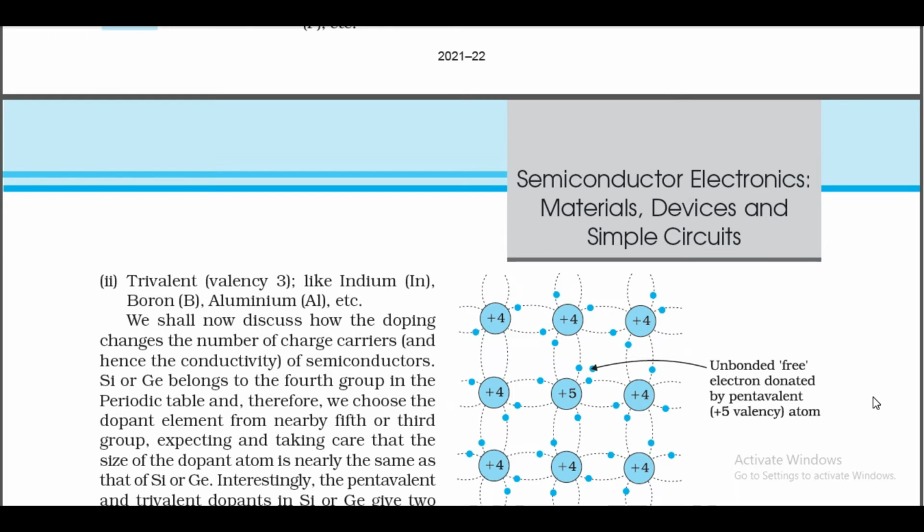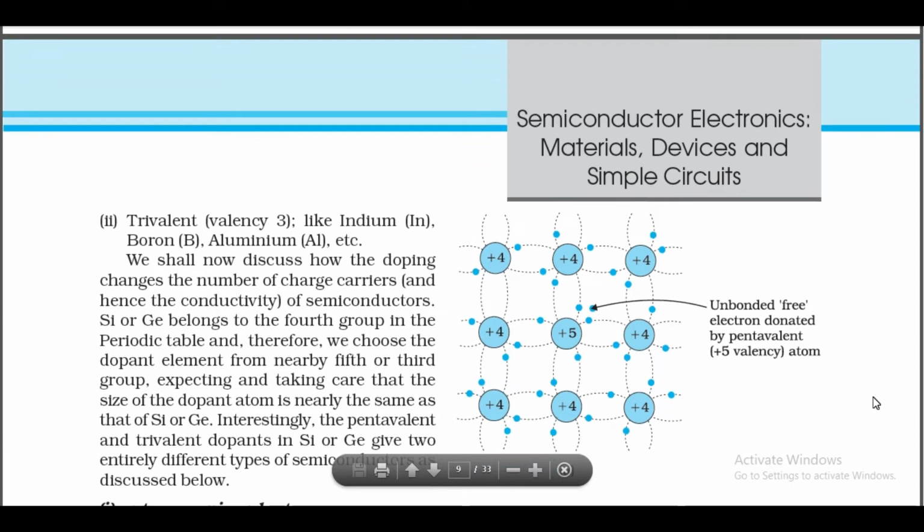Si or Ge belongs to the fourth group in the periodic table, and therefore we choose the dopant element from the nearby fifth or third group, expecting and taking care that the size of the dopant atom is nearly the same as that of Si or Ge. Interestingly, the pentavalent and trivalent dopants in Si or Ge give two entirely different types of semiconductors, as discussed below.